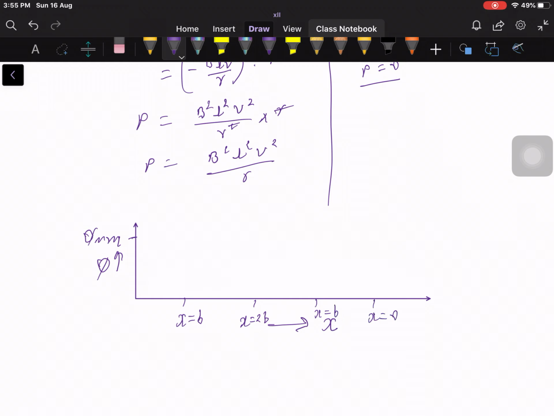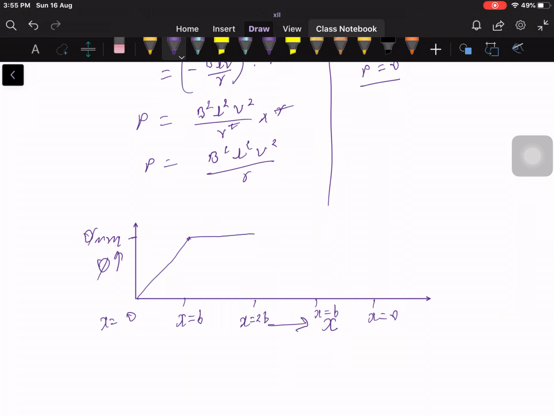x is equal to 0. Here, what is 0? Where is 0? This is the 0. x is equal to 0. Now when arm is reaching point B, till then flux is continuously increasing. After that what is happening? Till it is reaching x is equal to 2B, flux is same, no change.